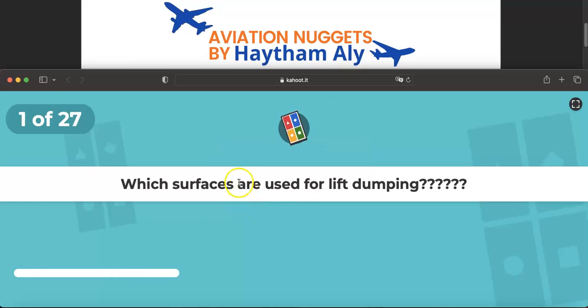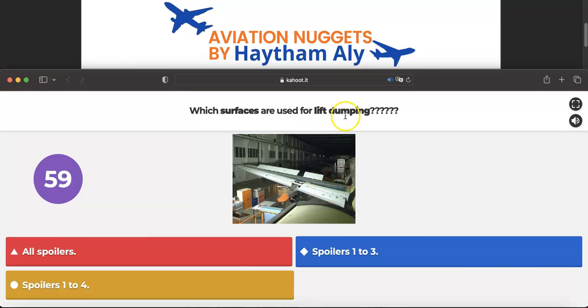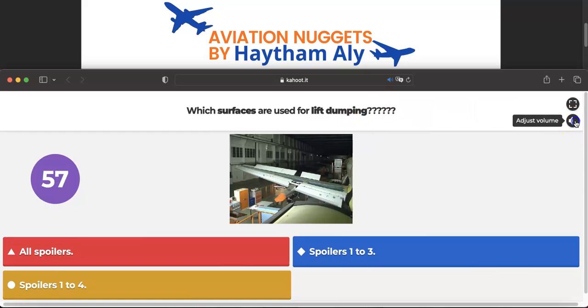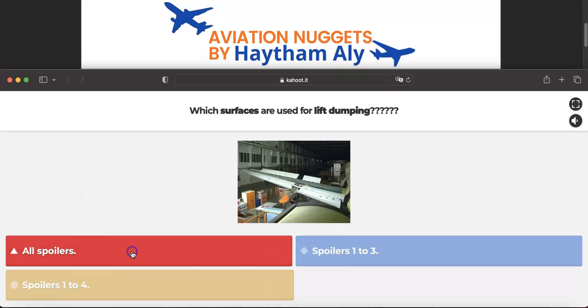Question 1 of 27. Which surfaces are used for lift dumping? All spoilers, spoilers 1 to 3, spoilers 1 to 4. The right answer is all spoilers.